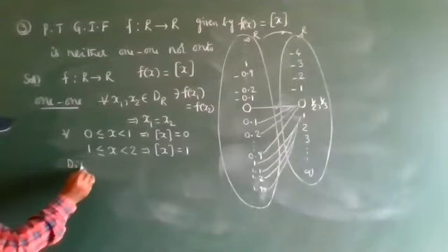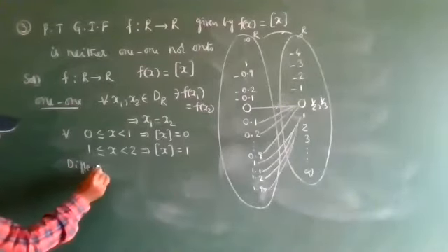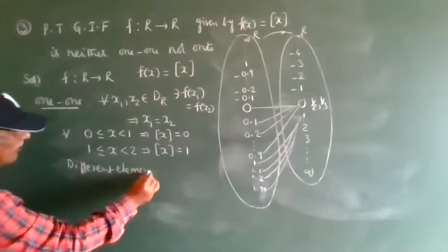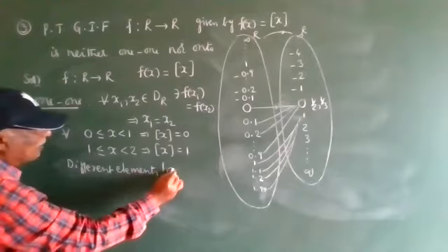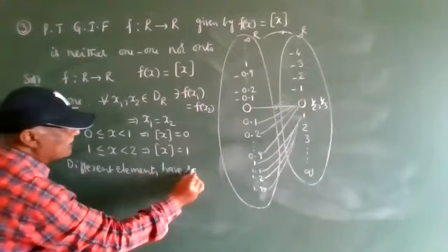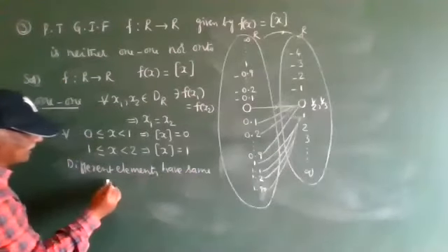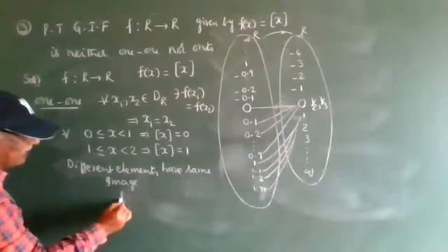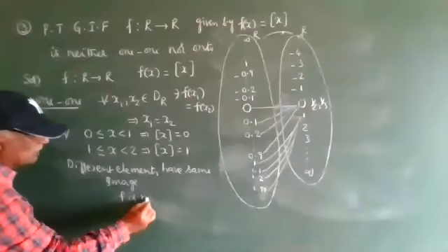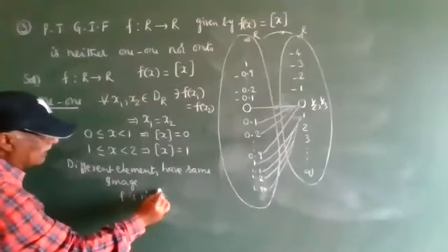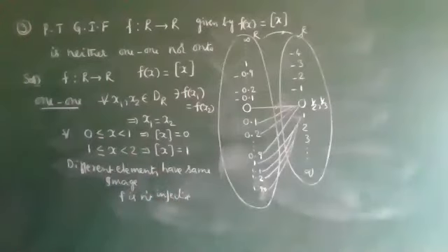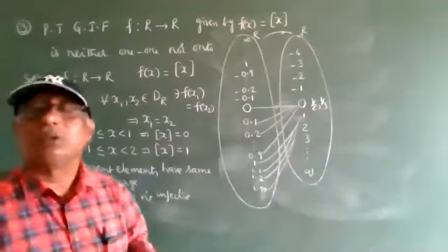Different elements have the same image. Therefore, it is not 1-1. F is not injective. It is also not surjective.